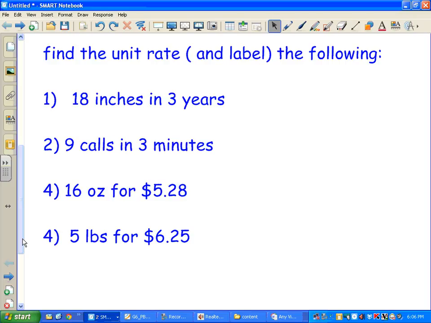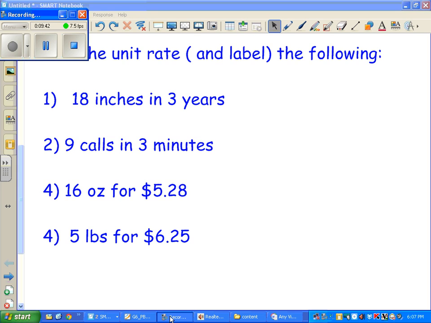And 5 pounds for $6.25. I want to know how much it costs for 1 pound. Make sure you label everything correctly. Mr. Briggs will turn you away if you do not get it right. Okay, ladies and gentlemen, good job and good luck.